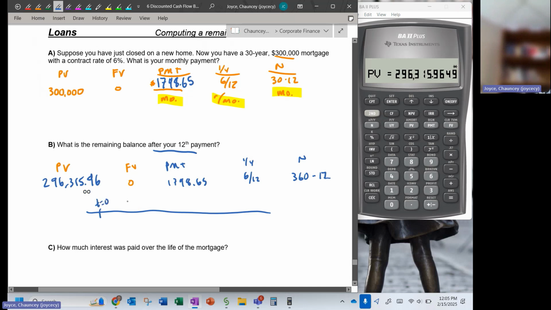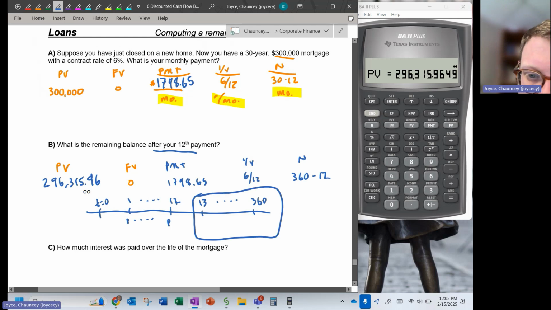So another way to solve this one, the way I viewed this in this case, is to say, if this is today and this is time 1 through 12, I've already made these payments at time 1 through 12. And now I'm looking at the 13th through the 360th inclusive payments. So there's time there of 348 months right there. So I'm taking the present value of my remaining payments and saying that's my principal.